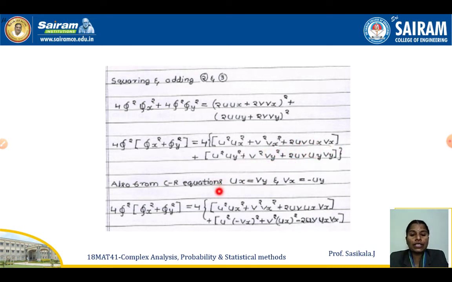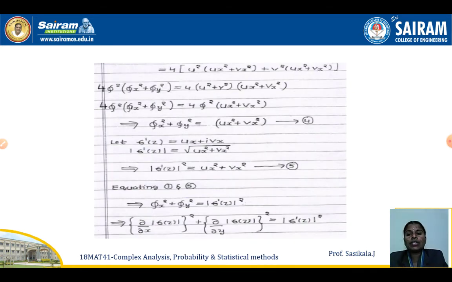As per the CR equations, since the function is analytic, it should satisfy the CR equations. So replace using the CR equations in this equation. What will you get? Plus 4 of u squared ux squared plus v squared vx squared plus 2uv ux vx, with this term replaced in terms of vx, minus vx, and here vy square is replaced by ux square, minus. Here I am going to replace any one term, so uy vy is replaced in terms of x with the negative sign. So the positive and negative terms will get cancelled here, and you will get an equation as, what is it?